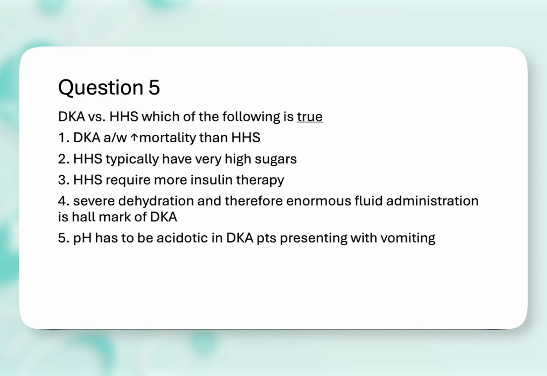Question number 5, DKA and HHS. This is very straightforward. Which of the following is true? Option 1, DKA is associated with higher mortality. Option 2, HHS typically has very high sugars. Option 3, HHS requires more insulin therapy. Option 4, severe dehydration and therefore enormous amounts of fluid administration is the hallmark of DKA. And option 5, pH has to be acidotic in DKA patients presenting with vomiting. Which of the following is true?